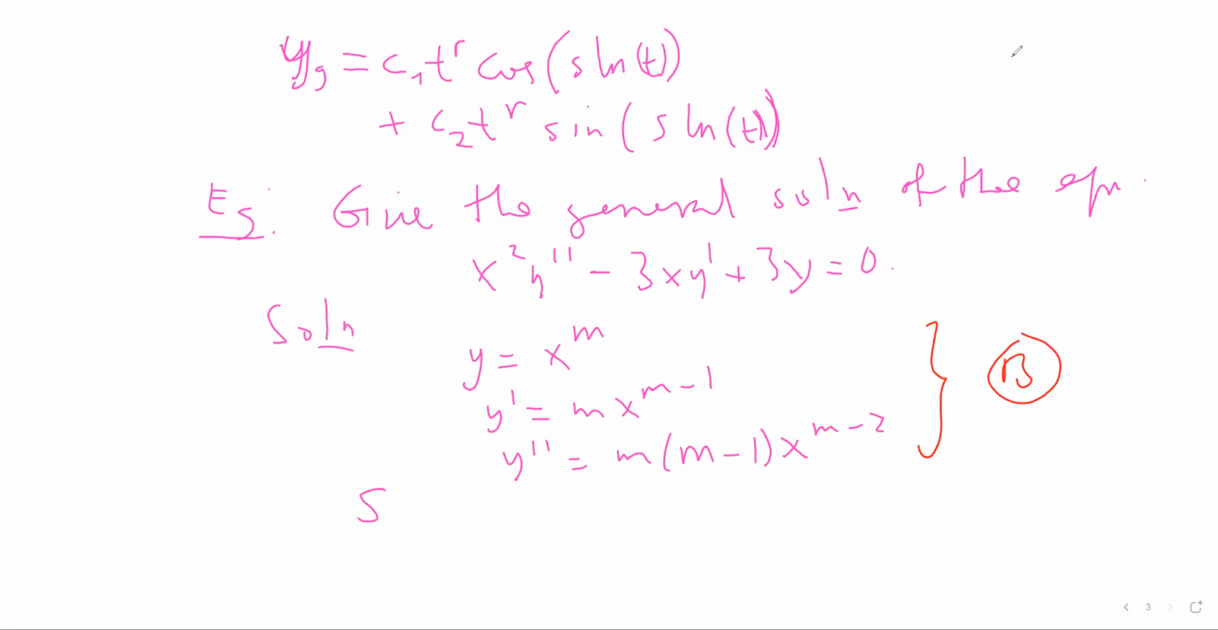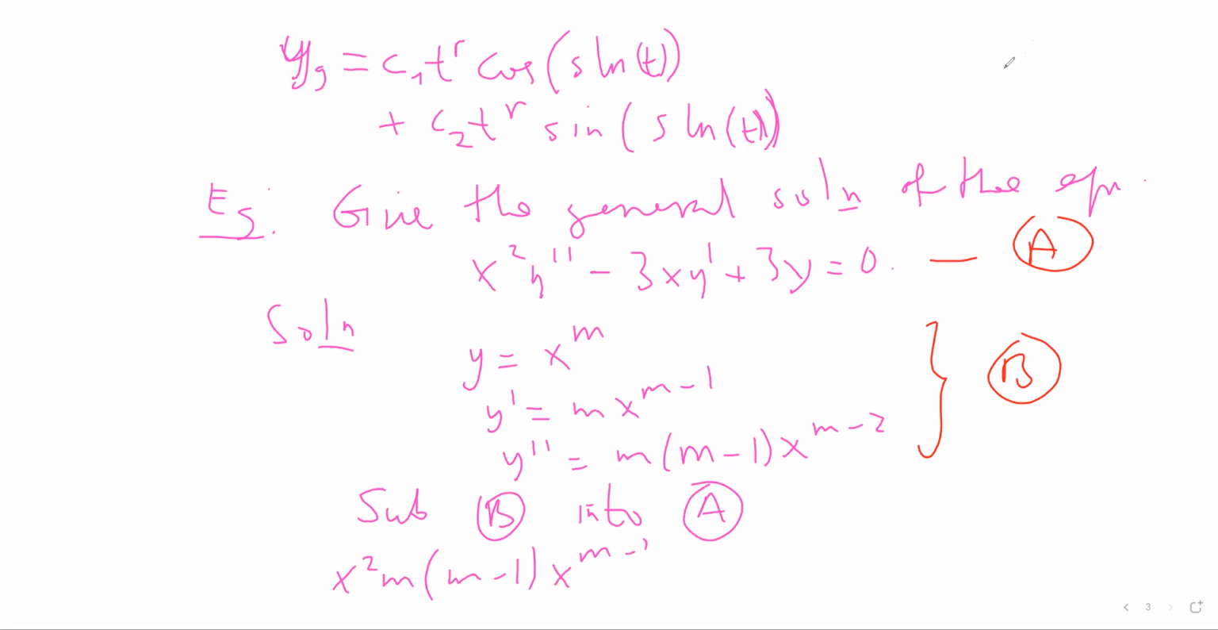Then what you do is you substitute B into A. You substitute B into A, then you have x squared m times m minus 1 x to the power m minus 2, minus 3x times m x to the power m minus 1, plus 3 x to the power m is equal to 0.